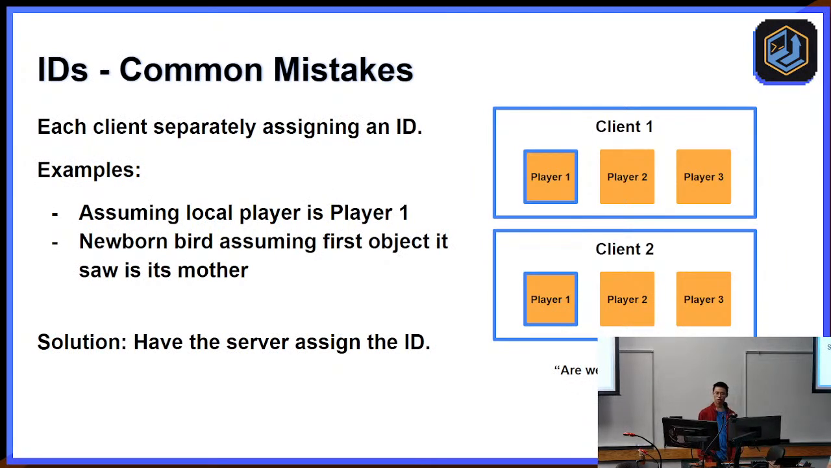And common mistakes. Each client separately assigning an ID. One of the problems is that if you assume the local player is player 1, you'll have the situation on the right. Are we both player 1? We shouldn't, right? It's kind of like a newborn bird, assuming that the first object it sees is its mother. The solution for that is to have a server or a third party tell each client who they are. So you want a server, as I say: you join first, you'll be player 1. You join second, you'll be player 2.